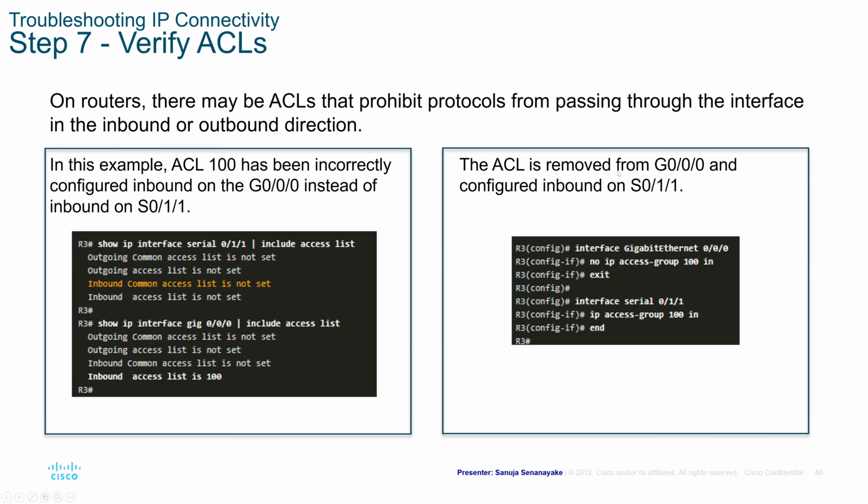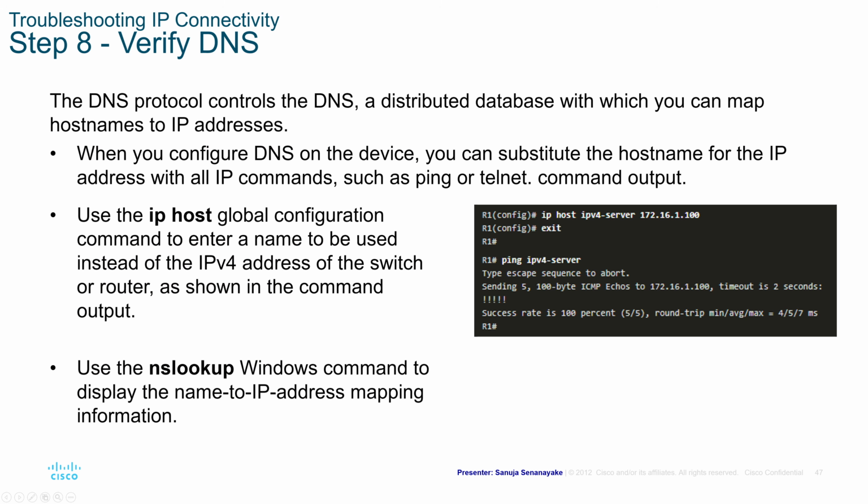G0/0. So the ACL is removed from G0/0 and configured inbound on S0/1/1, if that's what you need in this case. So they are telling us it is incorrect, so we assume it is incorrect here. So we're going to correct it by applying the ACL on the right interface. So configuring an ACL on the wrong interface could cause problems for you as well. In step 8, we're going to verify the DNS or domain name server.